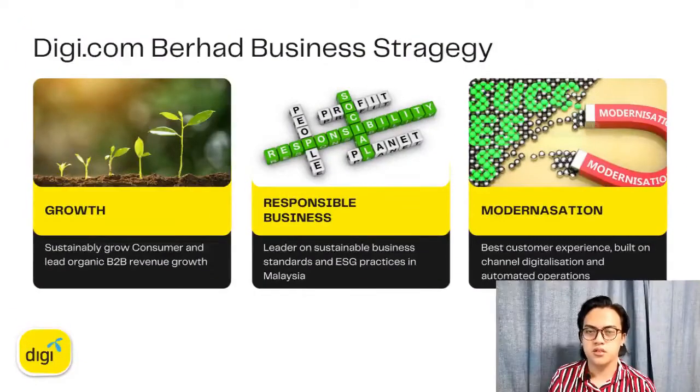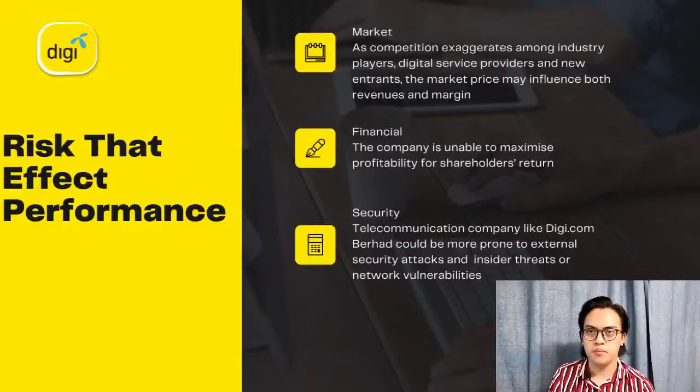For business strategy, the company has to focus on 3 areas. There is growth, responsible business and modernization. Next approach is the risk in the company. In this context, there are 3 major areas of risk that can affect their performance.